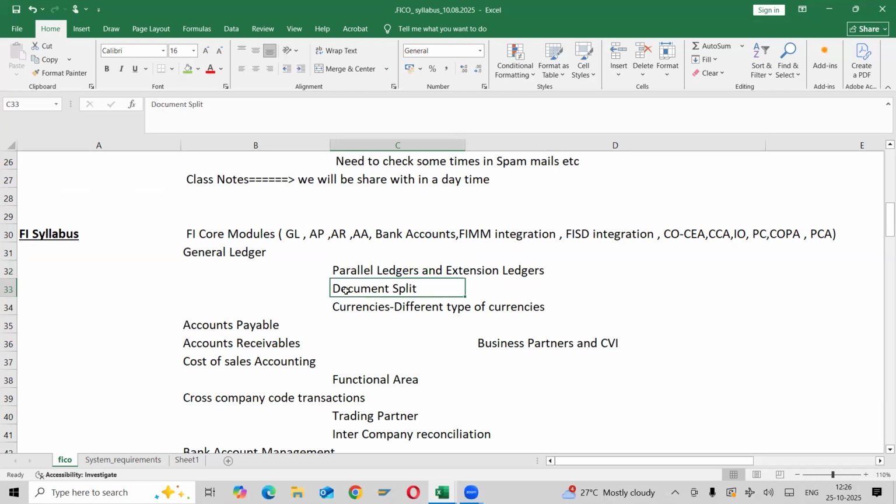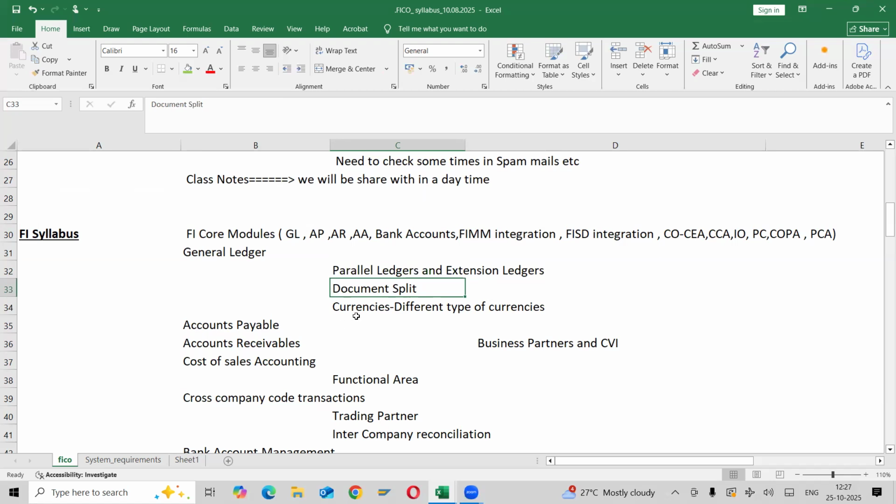Whenever you attend any interview on SAP, no interview gets completed without a question on document splitting. No interview. Across the globe, I'm saying across the globe, at least two or three questions they will stress on document splitting, whatever the role you are interviewing for.